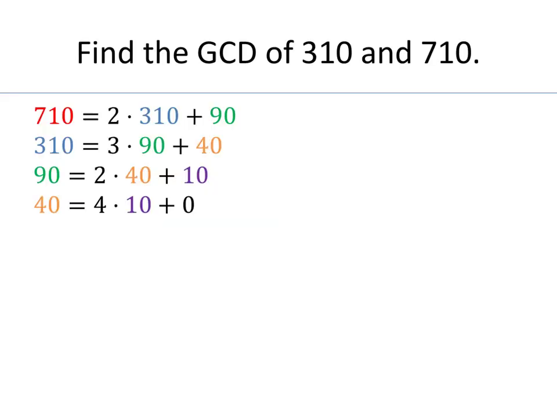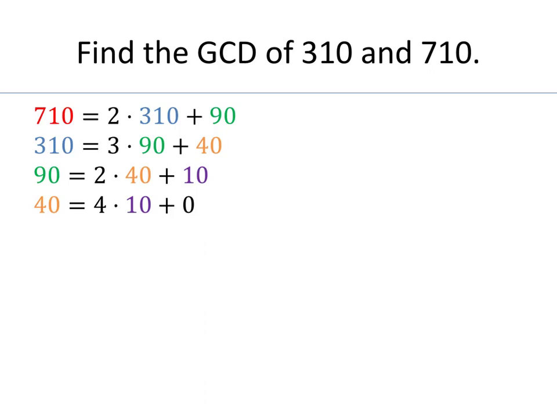In this video, we'll talk about Bézout's identity and how to derive the coefficients that it refers to. Bézout's identity is related to greatest common divisors. And in this case, if we wanted to find the greatest common divisor of 310 and 710, we would use the Euclidean algorithm to generate these successive equations that you see on the screen here.